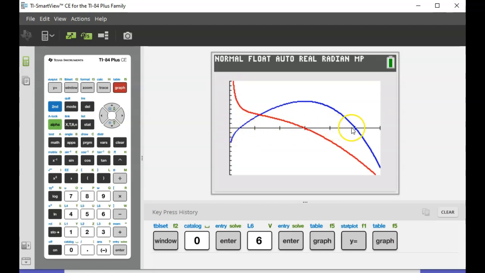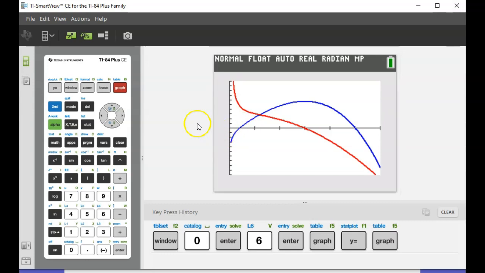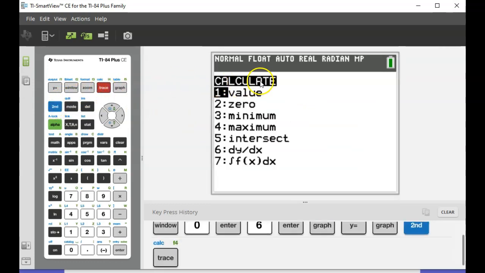I don't want to guess what these values are, and I also don't want to try to trace with my cursor, because that's just going to give me an imprecise approximation. Let's use the equation solver. So we'll go to second, trace. That takes us to the calculate menu, and we'll find the zeros of the function.